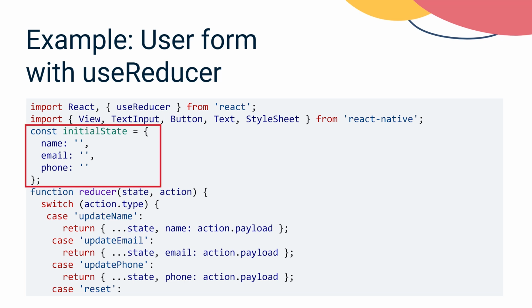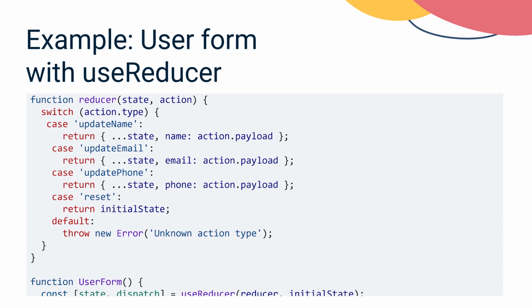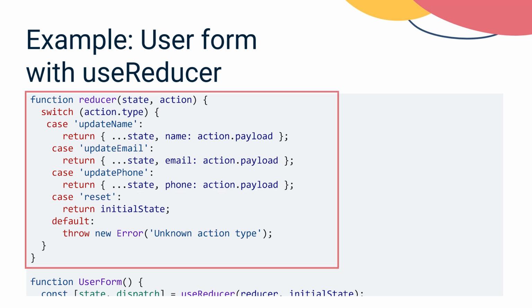Initial state defines default values for form fields such as name, email, and phone, initially set to empty strings. useReducer initializes state with a reducer function and initial state. It returns the current state and a dispatch function to handle state updates. The following section is the reducer function. Reducer processes the actions and updates the state accordingly.